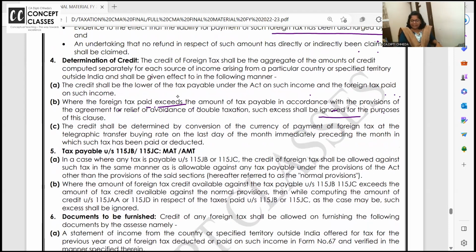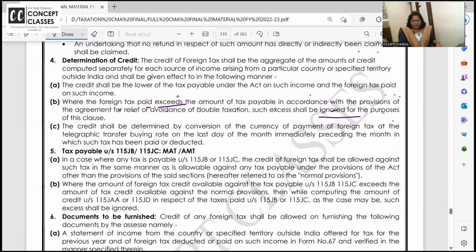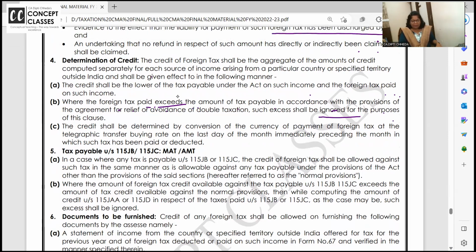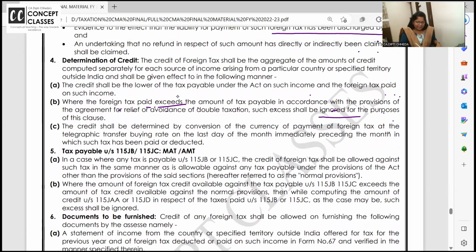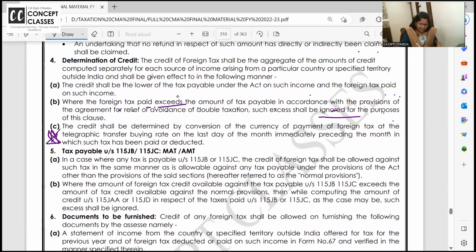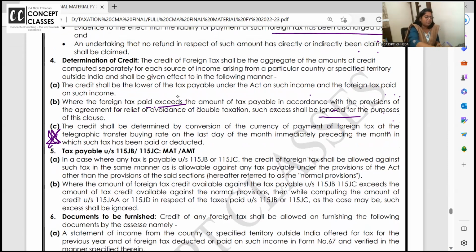Foreign tax credit paid exceeds the amount of the tax payable in accordance with the provisions, then such excess shall be ignored. Credit shall be determined by conversion of currency of payment of foreign tax at the telegraphic transfer buying rate. This they can ask in MCQ. And in CA and other books, they have given more rules to it also. I don't think you need to remember, उतने याद भी नहीं रहेंगे. ये एक याद रख लो, credit shall be determined.